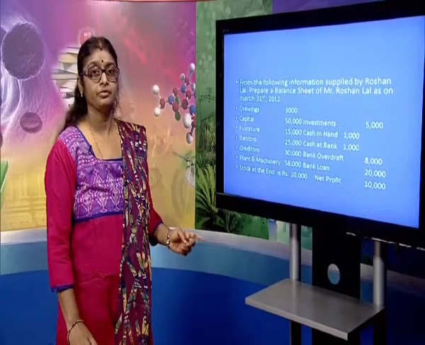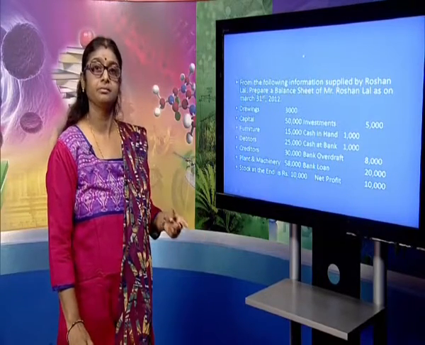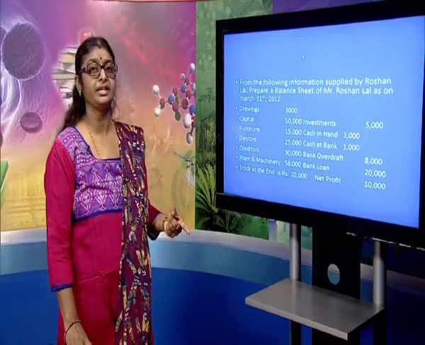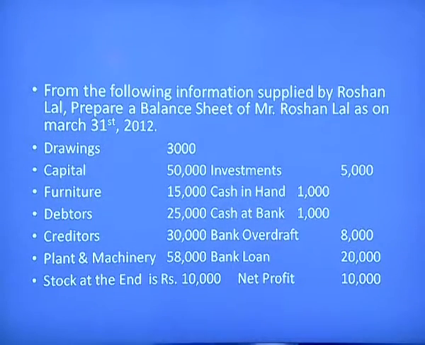So, from the question you can easily identify the capital amount given here. It will be written in the inner column. Then along with that you have to add the net profit and you have to deduct the drawings. Furniture will come on the asset side, debtors on the asset side, creditors on the liability side, investment on the asset side, cash in hand on the asset side, cash at bank on the asset side, bank overdraft on the liability side, bank loan on the liability side, and stock at end also is given in this question.